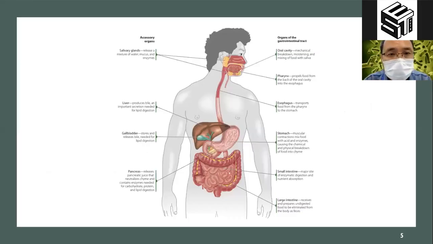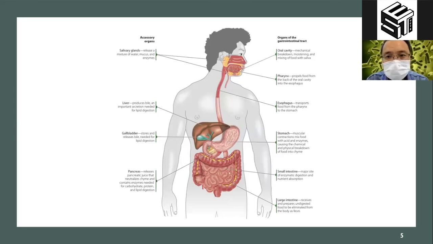Now, what we can see next in our picture is our gastrointestinal tract, or known simply as our digestive system. Our gastrointestinal tract starts with our oral cavity, followed by pharynx and esophagus. Next, we have our stomach, small intestine, and the last one is our large intestine. So this is our gastrointestinal tract or digestive system.